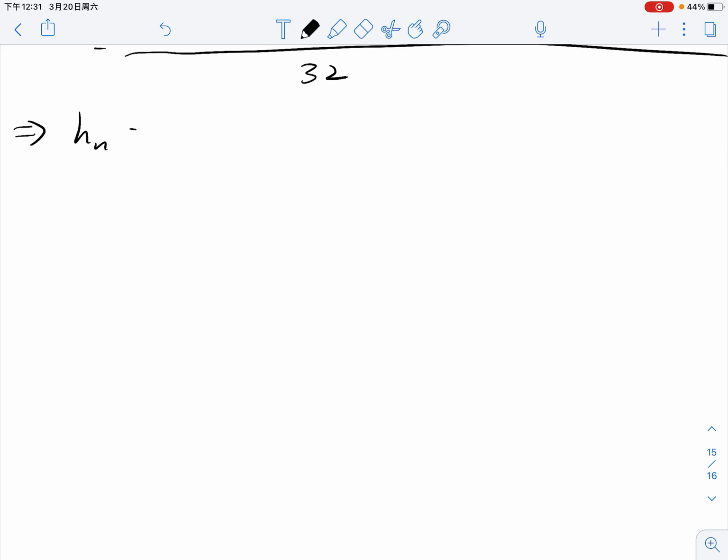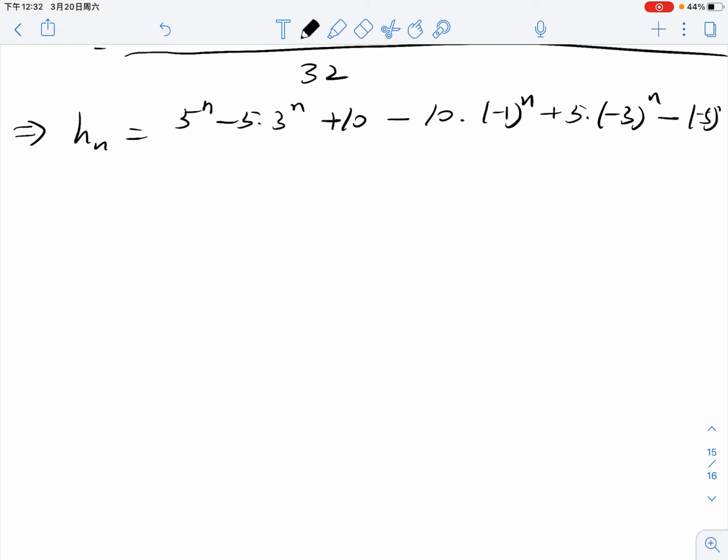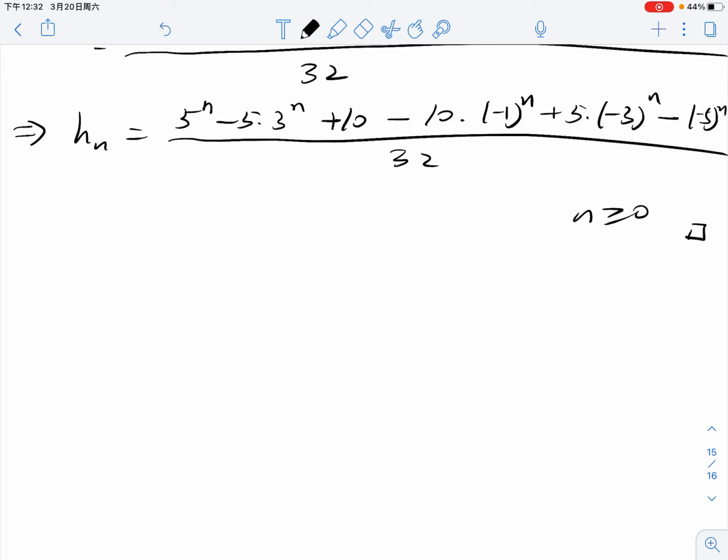And then h_n is (5^n minus 5 times 3^n plus 10 minus 10 times (-1)^n plus 5 times (-3)^n minus (-5)^n) divided by 32. Okay, so we're done. I will stop here for this lecture.